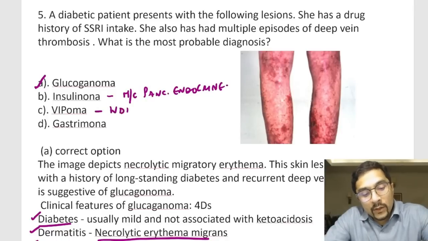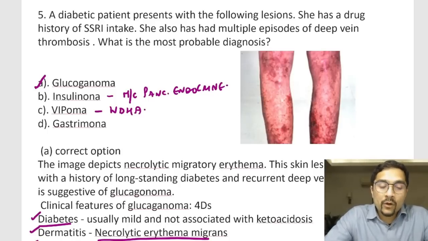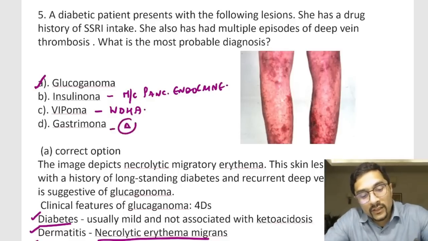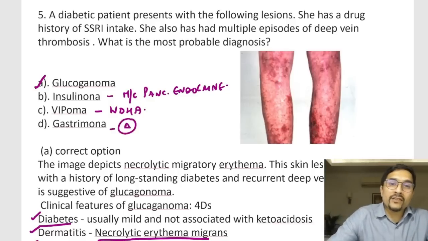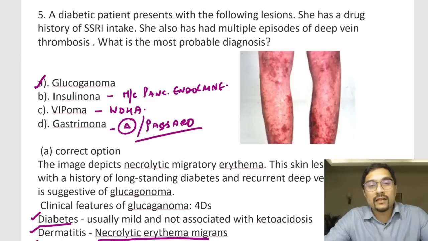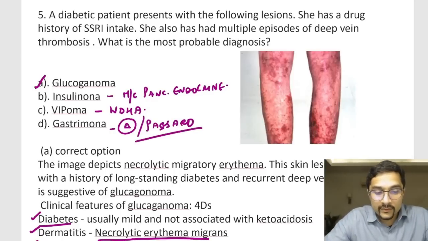VIPoma comes with WDHA syndrome or Werner Morrison syndrome. This is watery diarrhea, hypokalemia, and achlorhydria. This also has been asked in the exam. And from gastrinoma, what has been asked is the gastrinoma triangle. This gastrinoma triangle is also known as the Passaro triangle, and majority of the gastrinomas, almost 65 to 70% of the gastrinomas, arise from within this triangle.